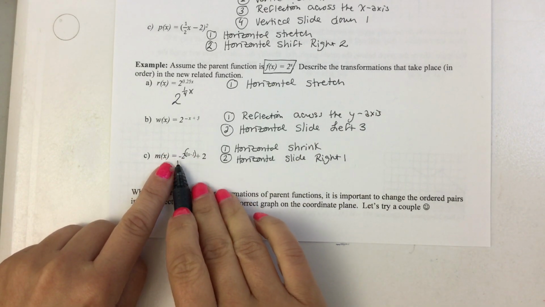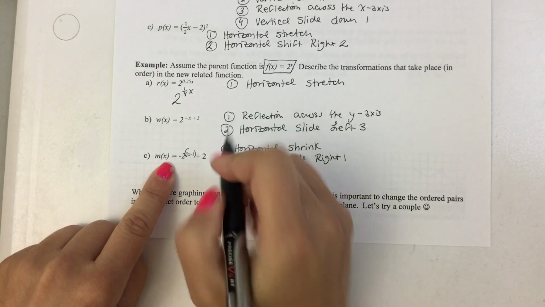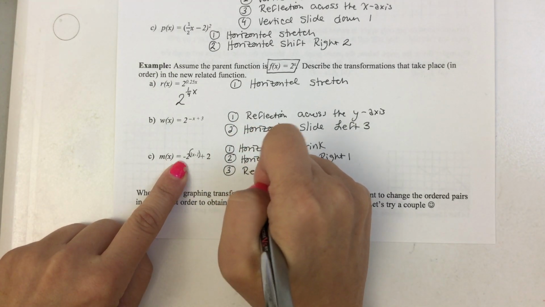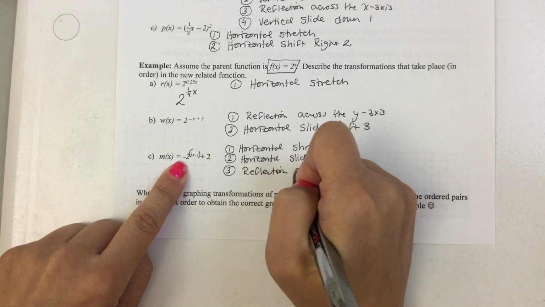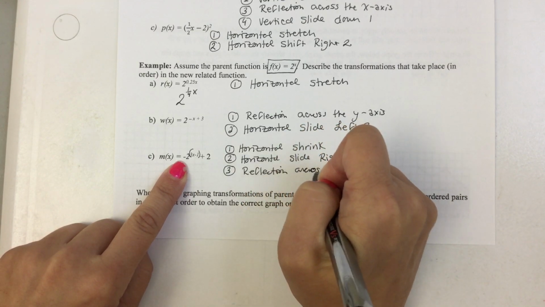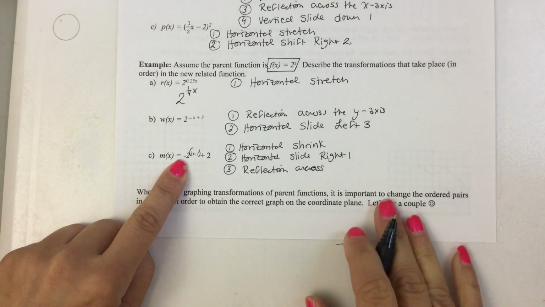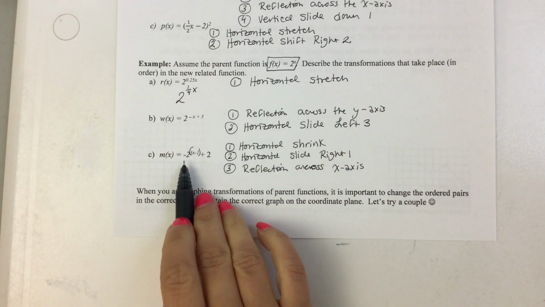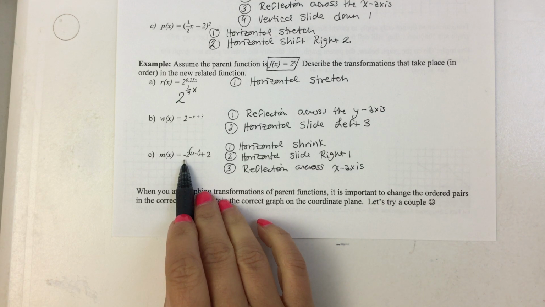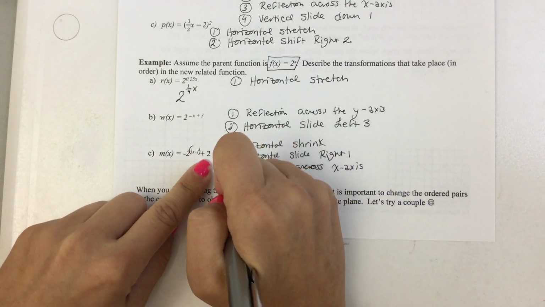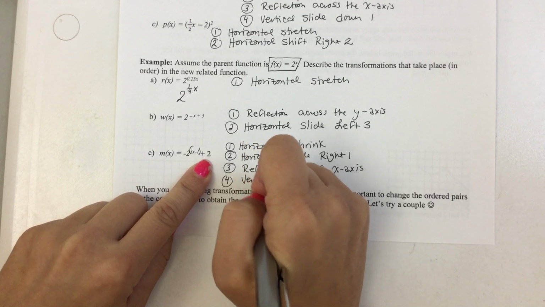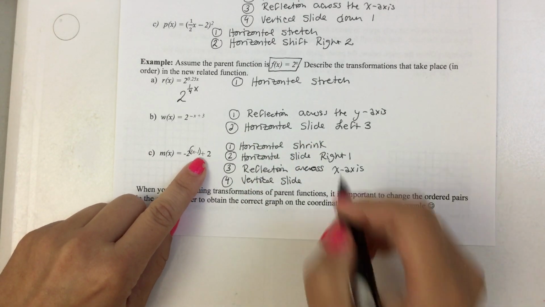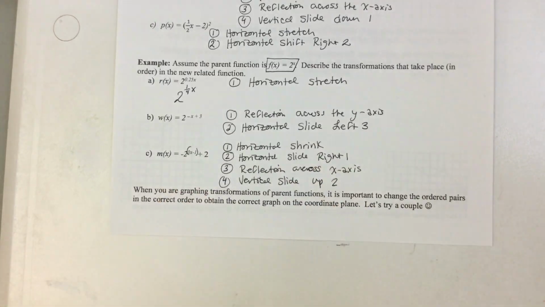Now what I have is a multiplication by a negative and adding a 2. Multiplying comes first. So it's a reflection across the x-axis. Remember, when you have a negative out front, it flips everything upside down. Then I'm adding at the end, and because it's at the end, it's vertical. Adding and subtracting is a slide or a shift. Because it's +2, we are going up 2.